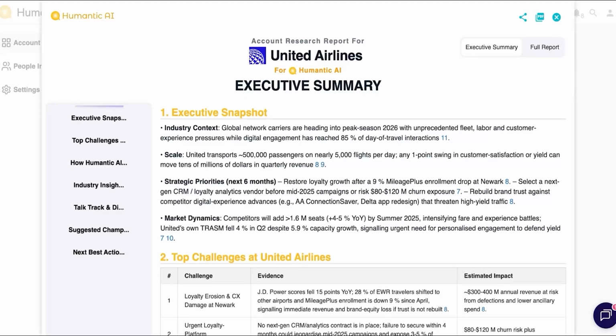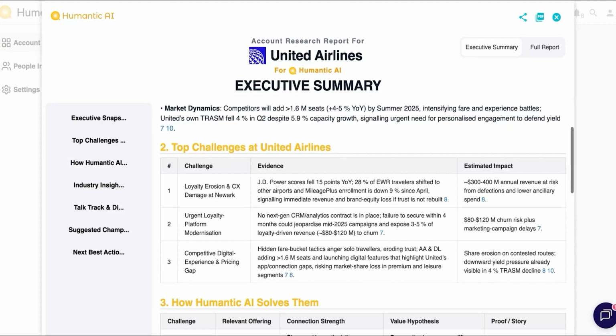In this scenario, we have United Airlines, who is the buyer, and Humantic AI, who is the seller. So first, it gives an executive snapshot about United Airlines, where it gives industry context, the scale of the organization, the strategic priorities that United Airlines have for the next 6 months, and also the market dynamics.